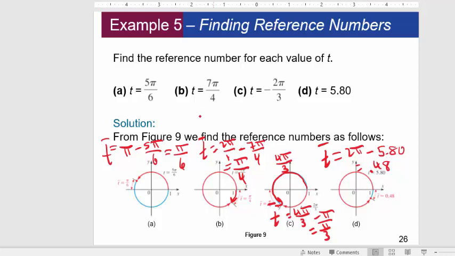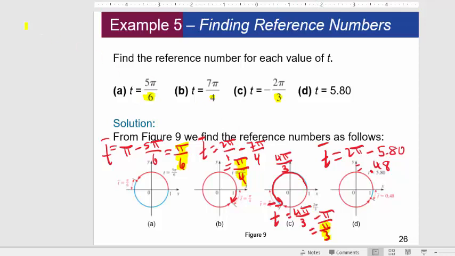Okay, so one of the things that you should get out of this is the fact that whenever our angle had a denominator of 6, we end up with a reference angle of pi over 6. Whenever our angle has a denominator of 4, our reference angle is always going to end up being pi over 4. Whenever our angle has a denominator of 3, our reference angle is always going to end up being pi over 3. So that's just a little trick to remember it.